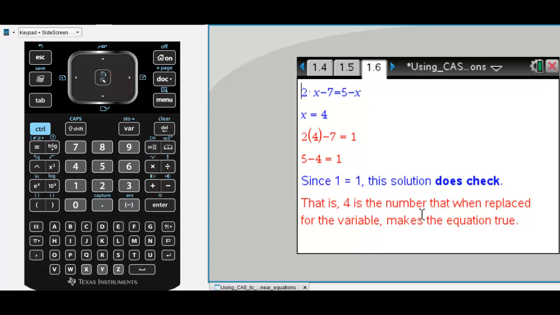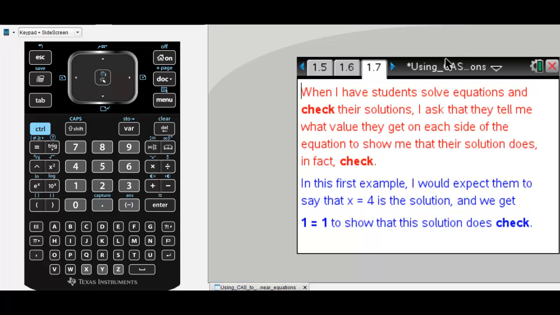And that means the number 4 is the number for the variable that makes the equation true. And how I have my students write the answer is x is equal to 4 because 1 is equal to 1. That way I know they did in fact check. And this is what I just basically said. You can pause if you want to.